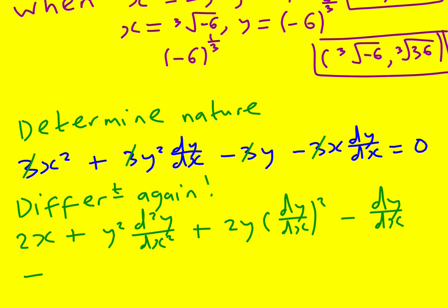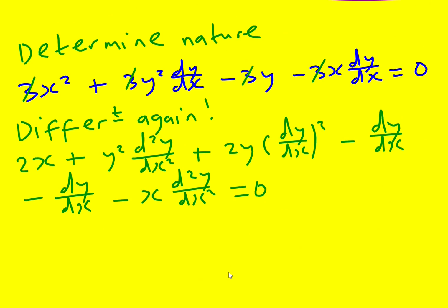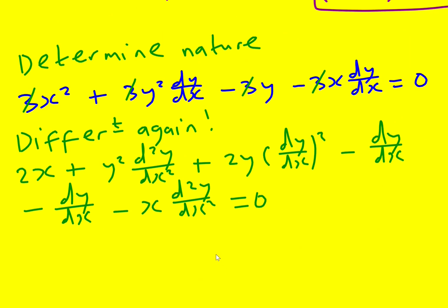Minus, and then I'm using the product rule here, so I differentiate x. So I just get dy by dx. And then I'll differentiate dy by dx, leaving the x there. So that's going to be d2y by dx squared. And that is equal to 0. Not very nice, is it?